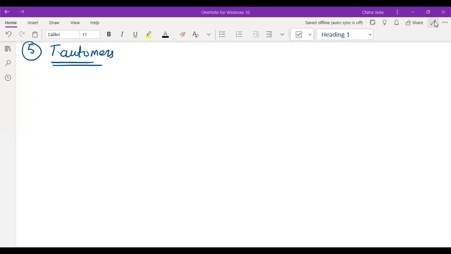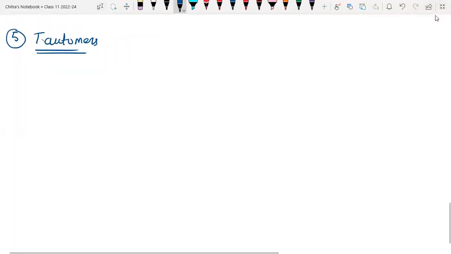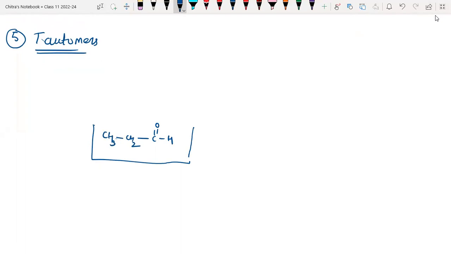Wait, wait. Okay. So now we are going to understand about tautomers. See, tautomers are again an important concept, but it is really very easy. Just go through one example here. Suppose here we have an aldehyde. So I'm just taking CH3, CH2, C double bond OH. It is the aldehyde. Suppose I am going to dissolve that aldehyde in any organic solvent. Understood? What is the name? It is propanal. I'm going to dissolve that aldehyde, propanal, into any organic solvent.